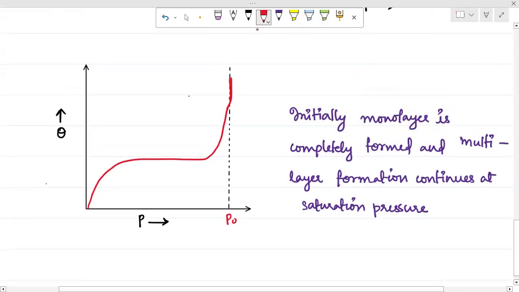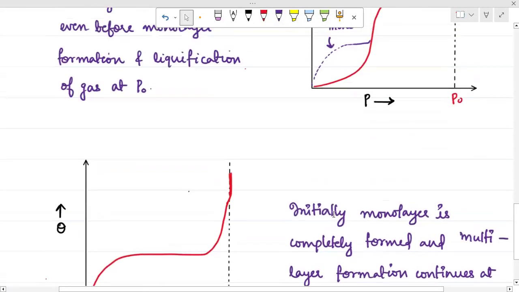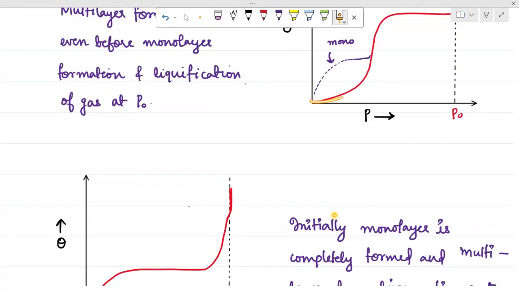Okay, so I hope it is easy. It's very easy actually. You have to just understand the trend that if it is like this and then attaining plateau, it means it is a monolayer formation. Apart from this curve, if you see an exponential increase initially like this, it is a multi-layer formation initially and then attaining plateau.